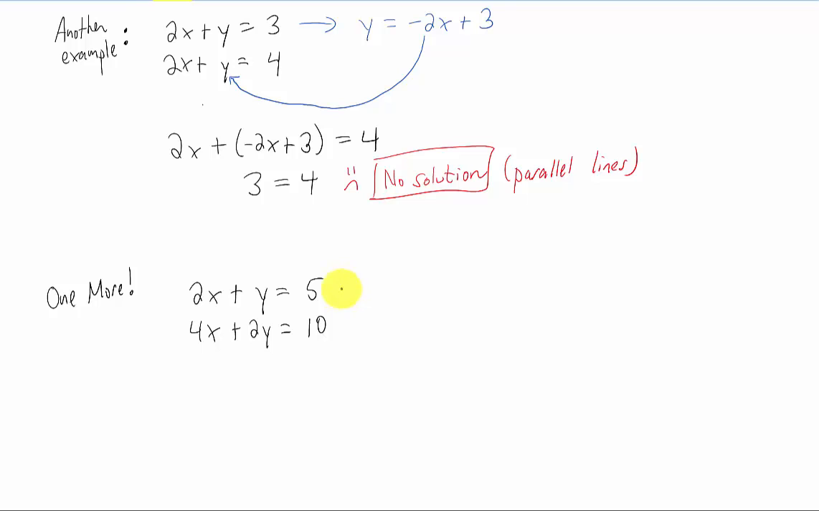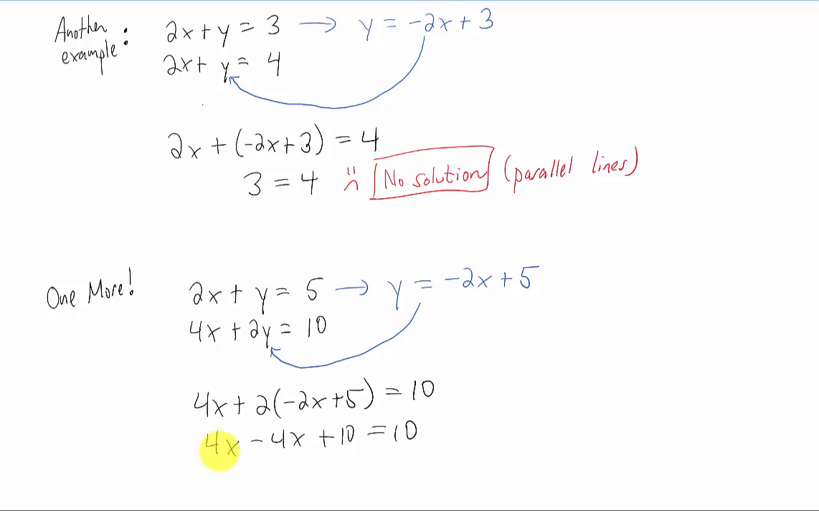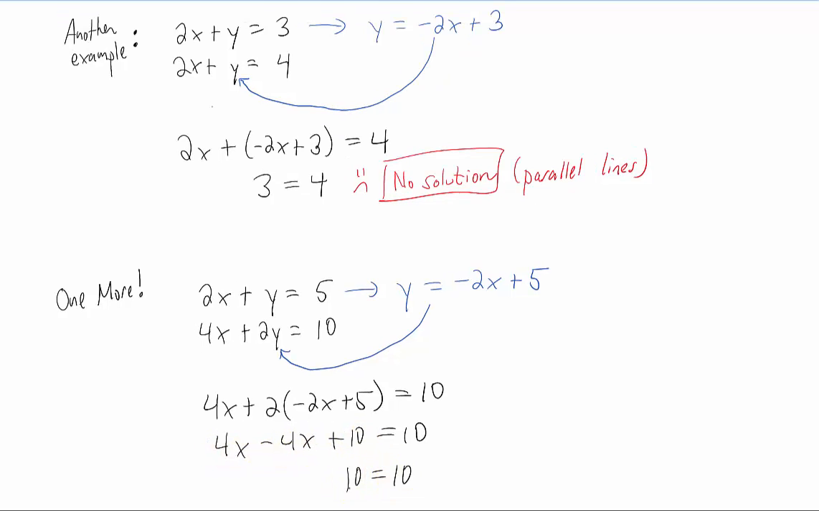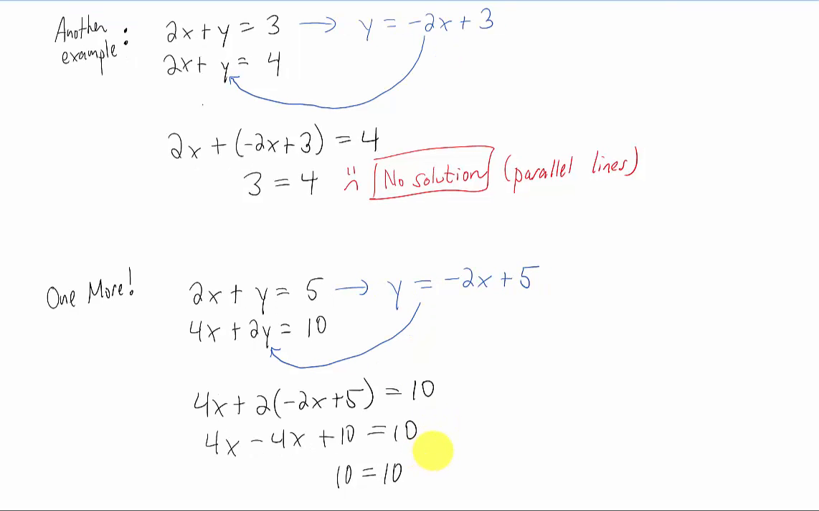Okay, last example, I promise. I'm going to do the same thing. I'm going to solve the first equation for y. I'm going to plug it into the second equation for y. I'm going to distribute the 2 through the parentheses. And I'm going to notice that 4x minus 4x cancels, and we're left with 10 equals 10. This here is a true statement with no variables left in it. And what has happened here is we found the case where we have infinitely many solutions.